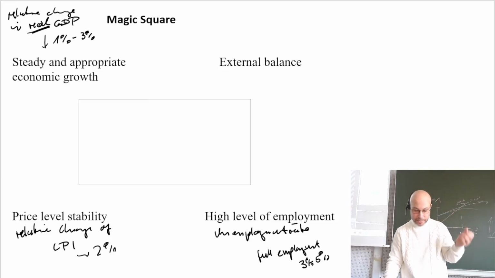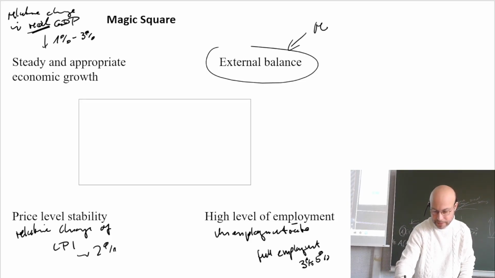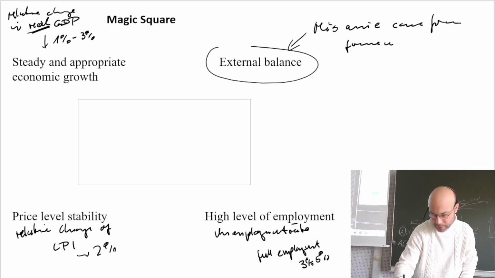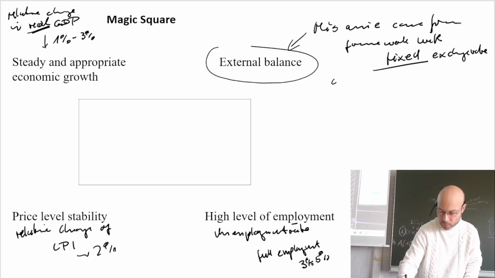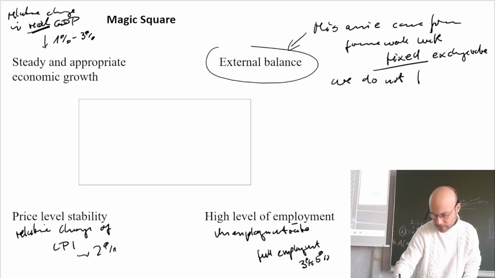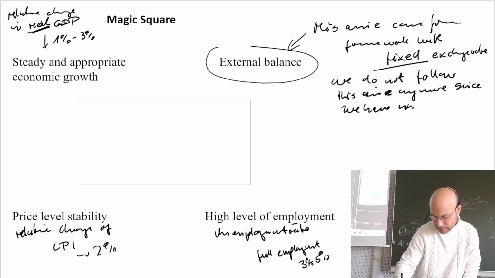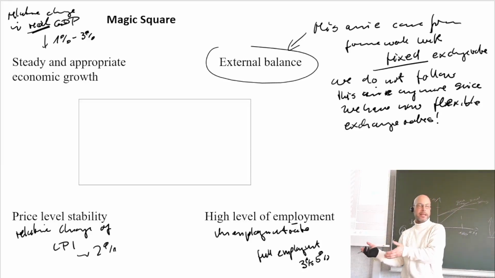And external balance, there this aim came from a framework with fixed exchange rates, and there we can say we do not follow this aim anymore, since we now have flexible exchange rates. Compare this with the expenditure approach of GDP.